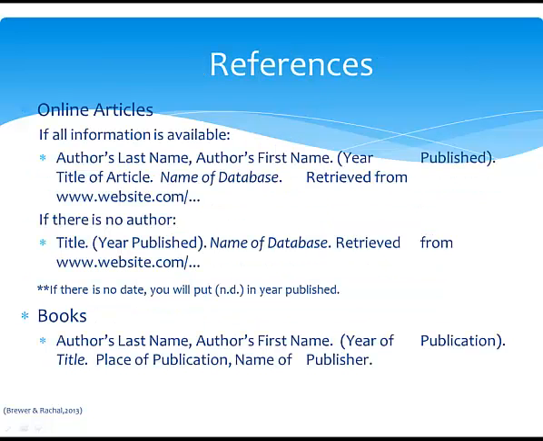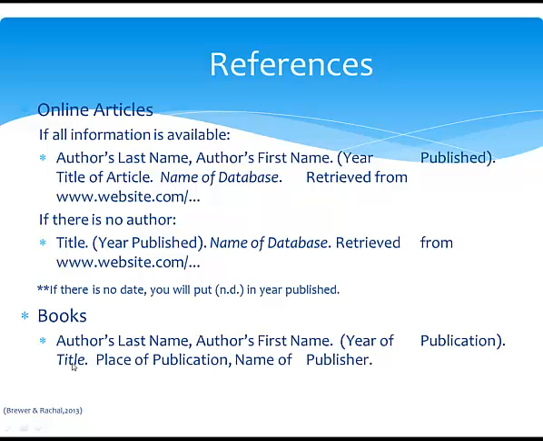Online articles, if all information is available. Again, last name, first name, year published, title, name of database, and where it was retrieved. If there's no author, you're going to do the title, the year it was published, the database, and where it was retrieved. If there's no date, you can put ND in the year.